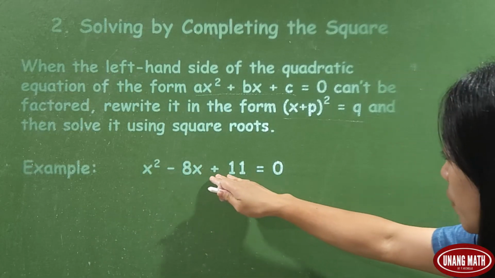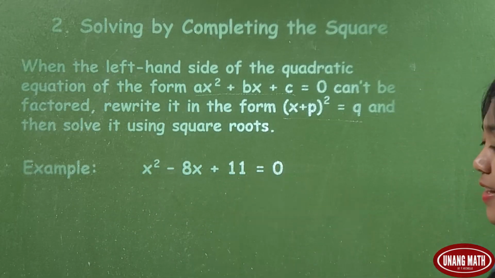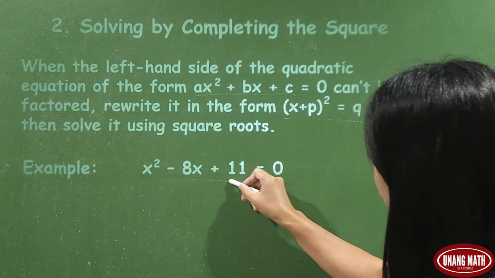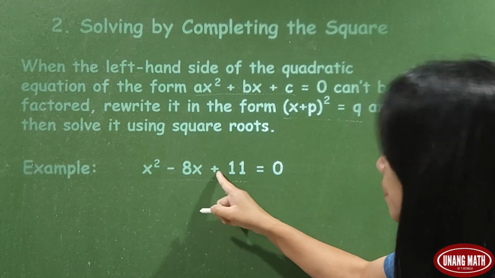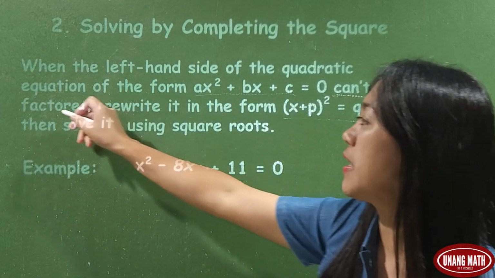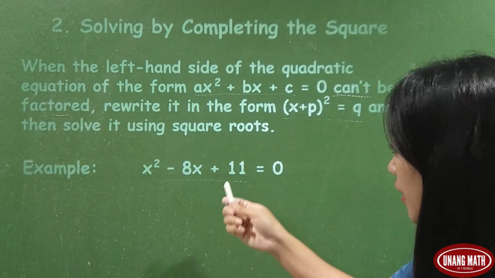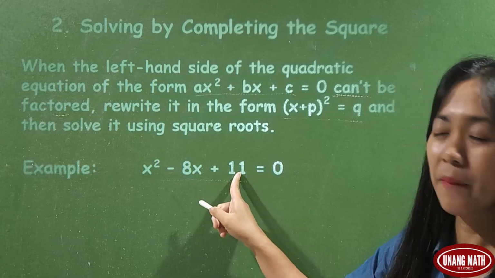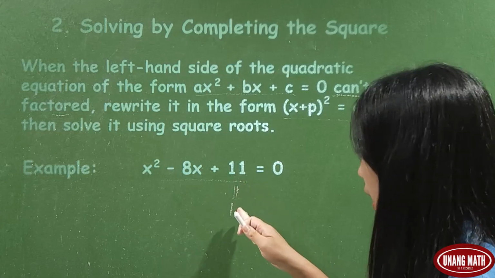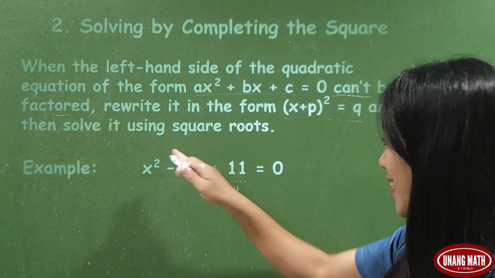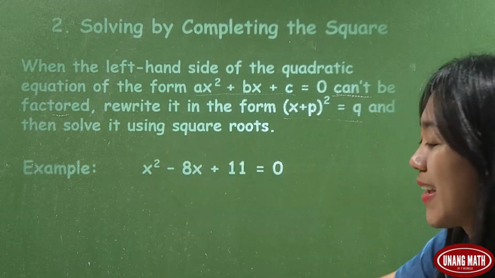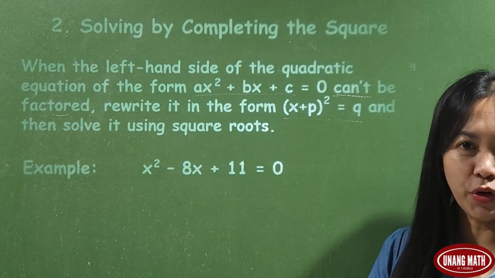Okay, example, x squared minus 8x plus 11 is equal to 0. Look at this expression on the left side, x squared minus 8x plus 11. This expression can't be factored. This is 11. This is an odd number. Factors are only 11 and 1. There's no way that when we add, we can get negative 8. So it means this trinomial can't be factored.